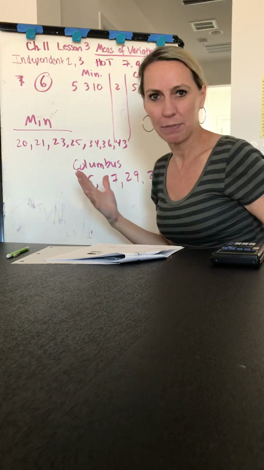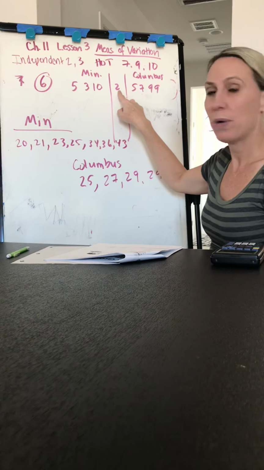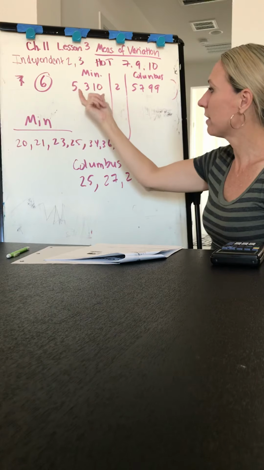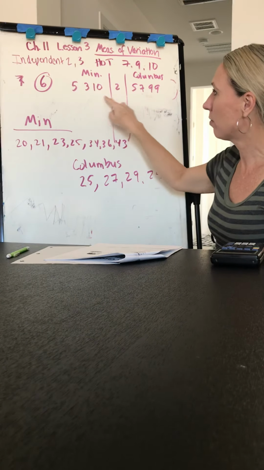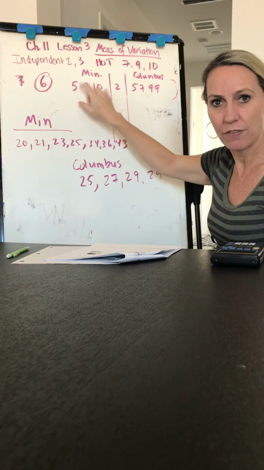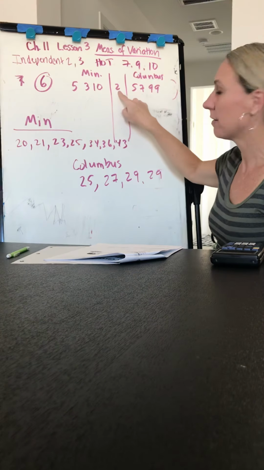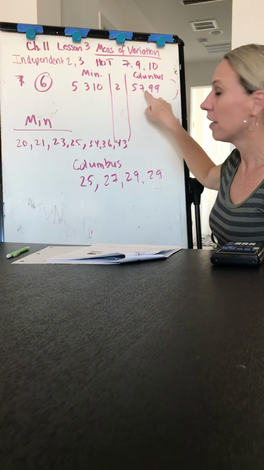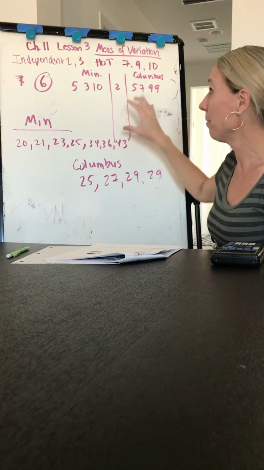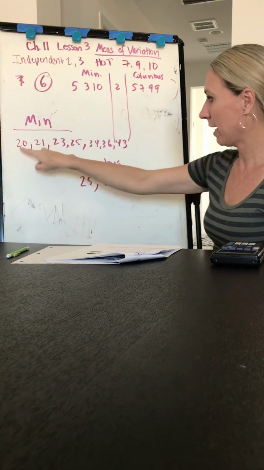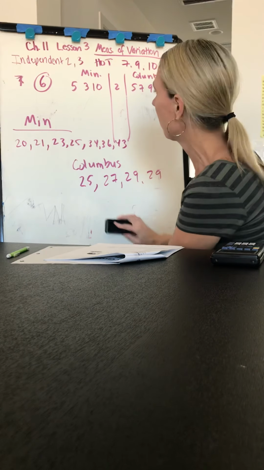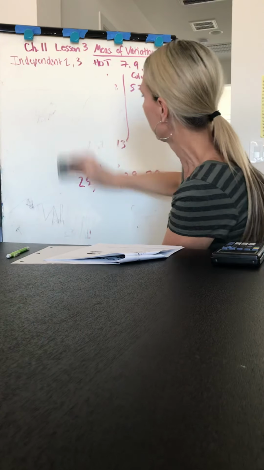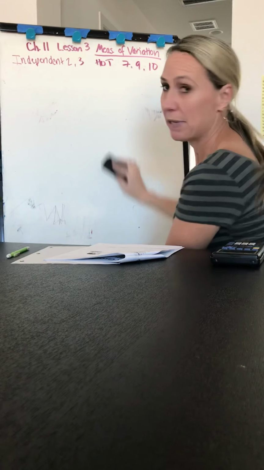So when there's a double stem and leaf, this is always the first number, and the leaves are always the second number. So you read this. This is another way of writing 20, 21, 23, and 25 for this one. And for Columbus, this is another way of writing 25, 27, 29, and 29. I would take it out of the stem and leaf and write it this way, and then you can do the math on it. But it's confusing kind of trying to read it off a stem and leaf. Okay, did that make a little bit of sense?